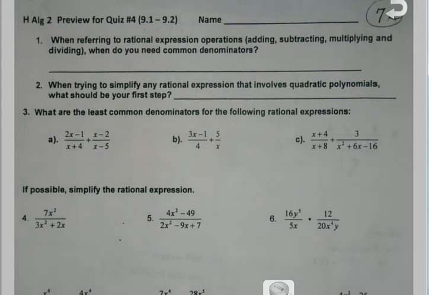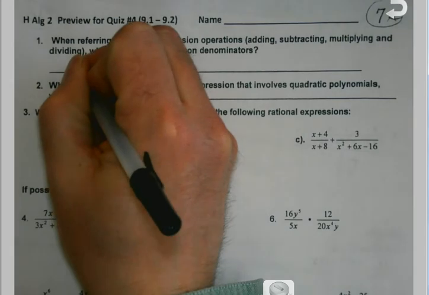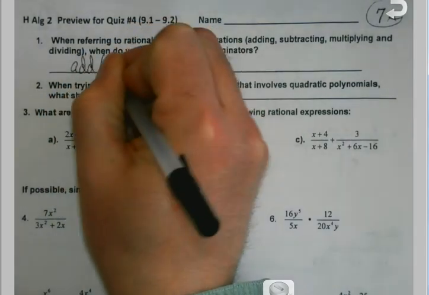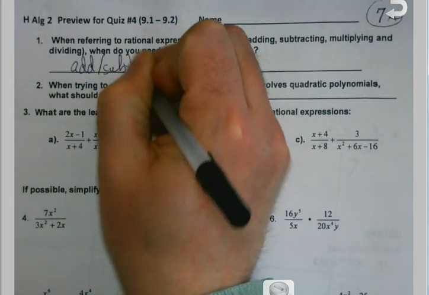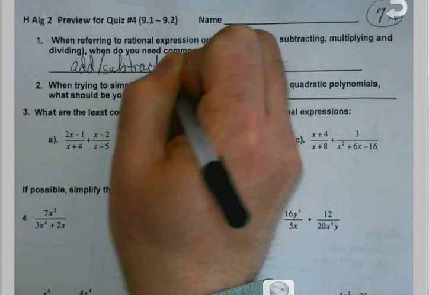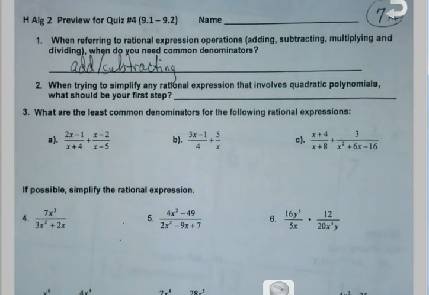So for instance, when referring to rational expression operations, the four basics, add, subtract, multiply, or divide, when do you need a common denominator? Only when you're adding or subtracting. When you're multiplying and dividing, our number one thing is to be canceling stuff. Factor it and cancel it. Here I've got to have an LCD in order to be able to make these things work. So only those two.